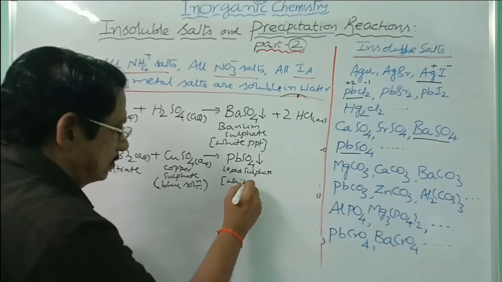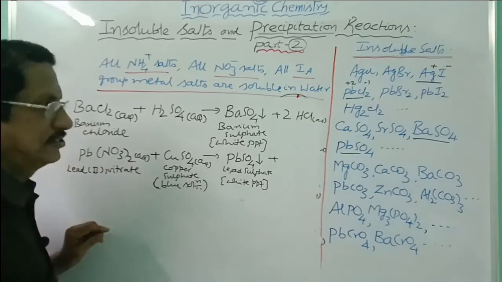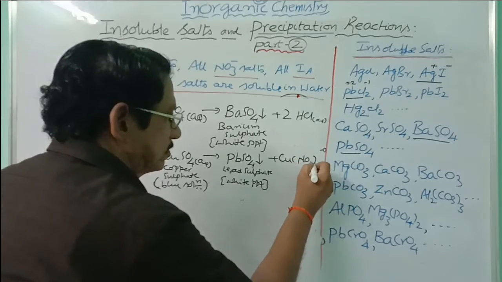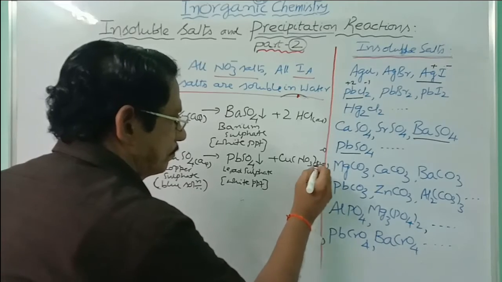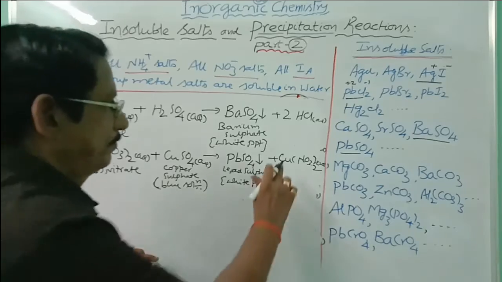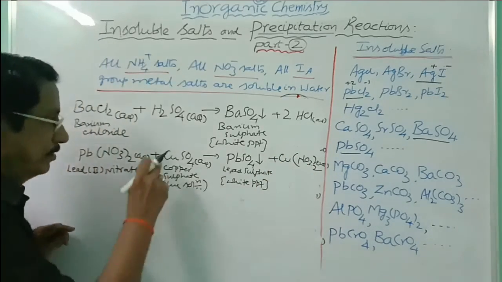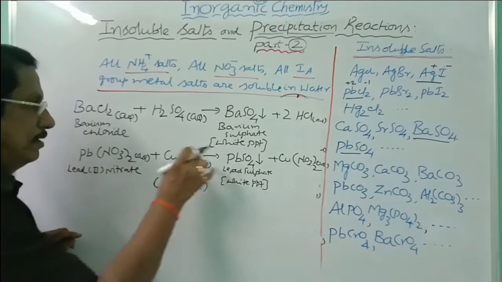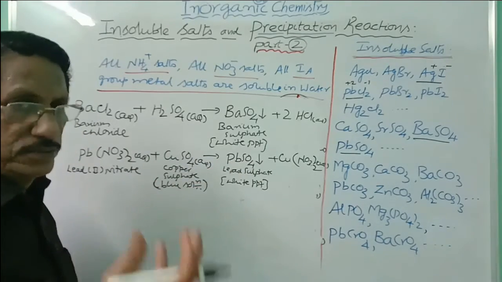White precipitate, plus copper nitrate remains in solution, Cu(NO3)2 aqua. So this remains in solution. You see the peculiarity: this is a blue colored solution you are adding to the colorless solution, and thereby lead sulfate is obtained as a white precipitate. This is settling down at the bottom of the test tube.